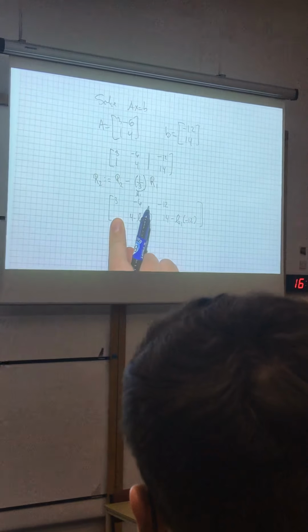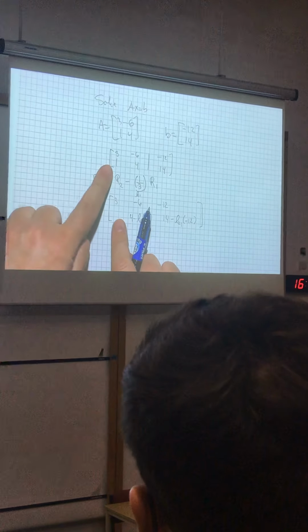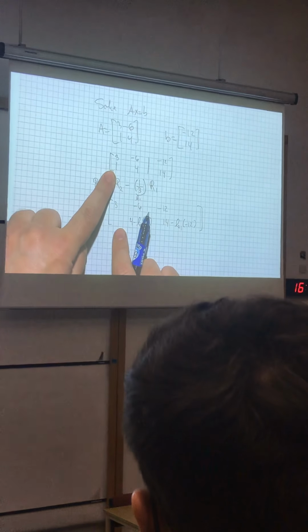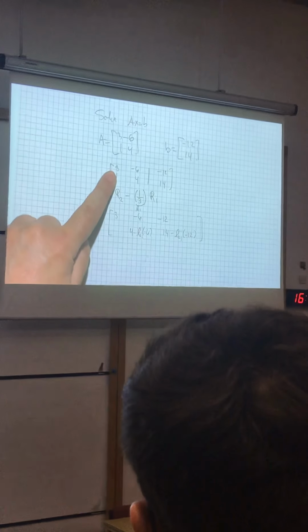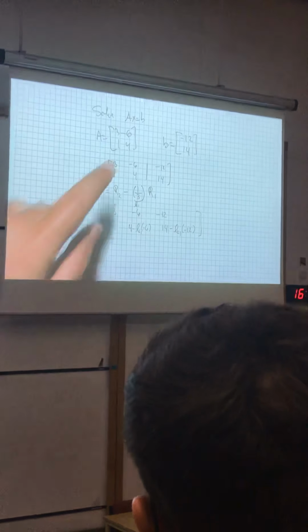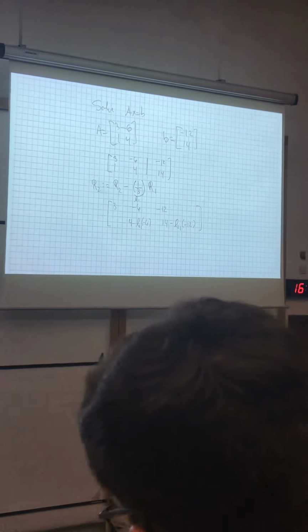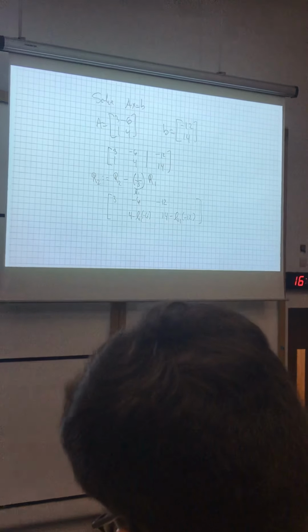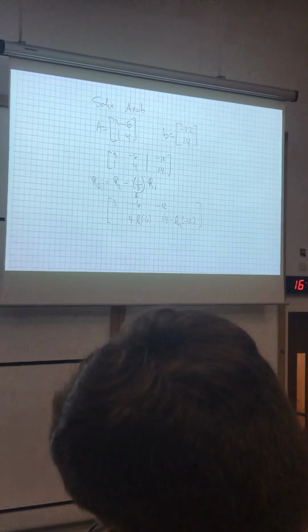What about this here? Am I going to do 1 minus L21 times 3? Am I going to do that? So you could do that. You could program it that way. You could do 1 minus L21 times 3. But that would be a bit silly.